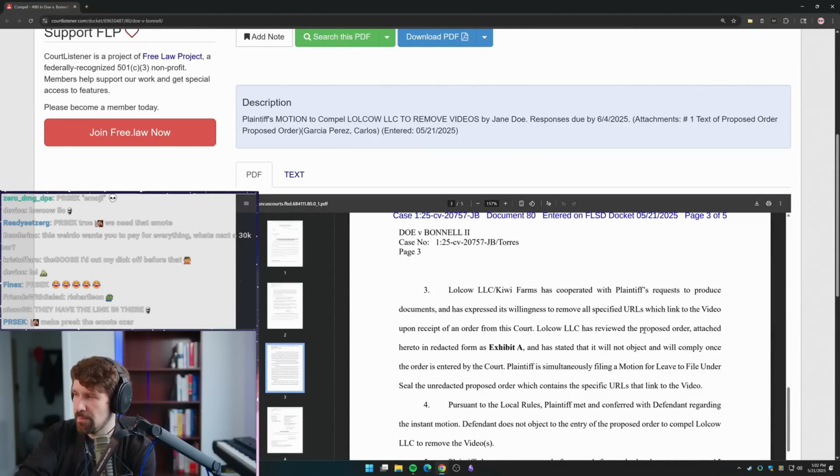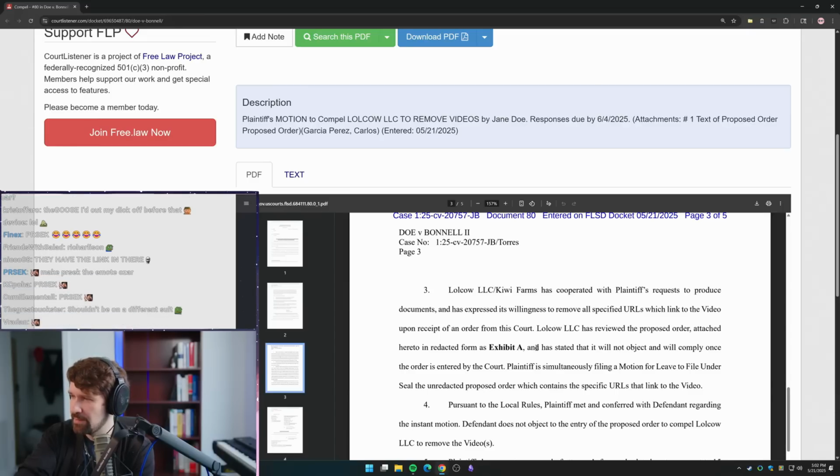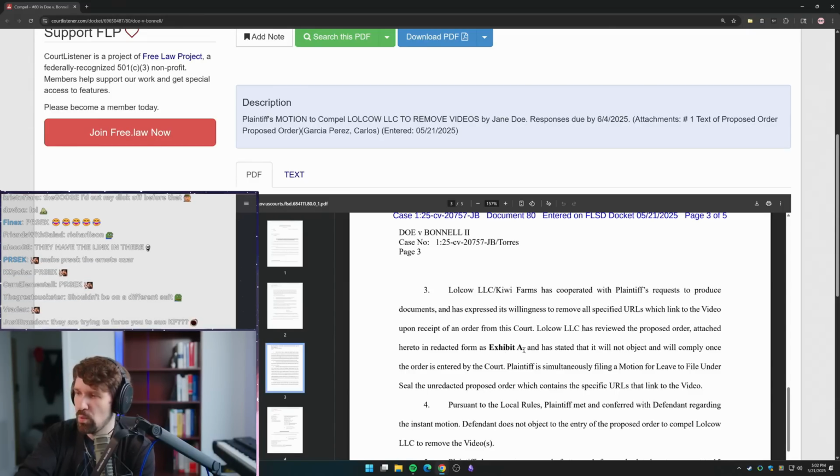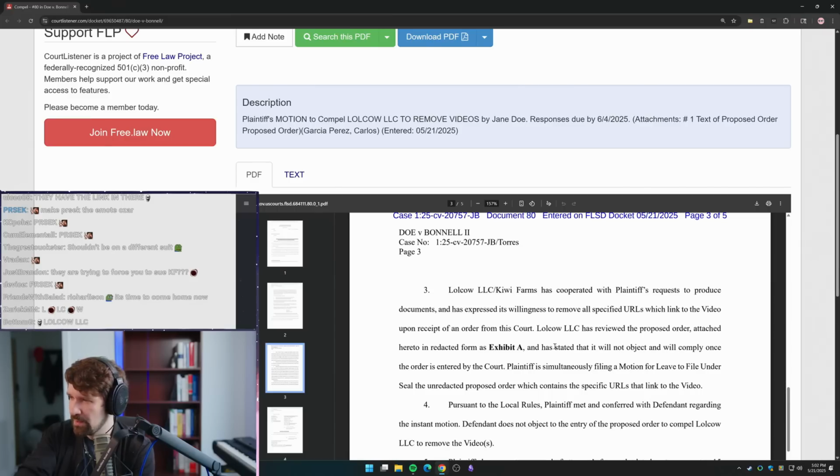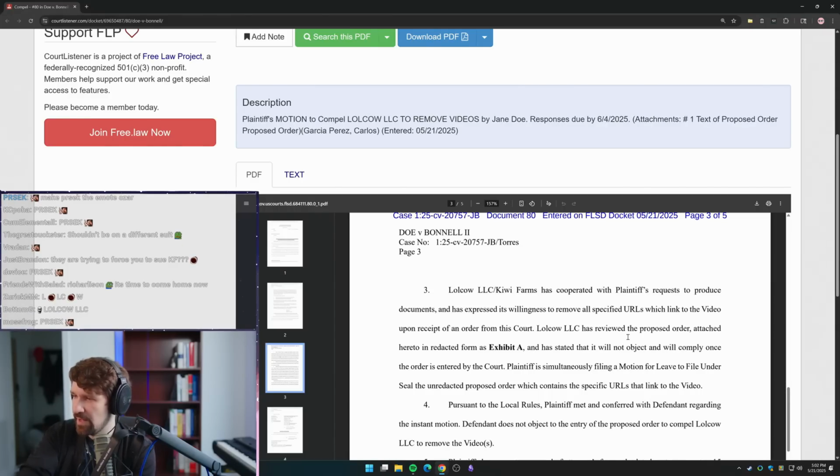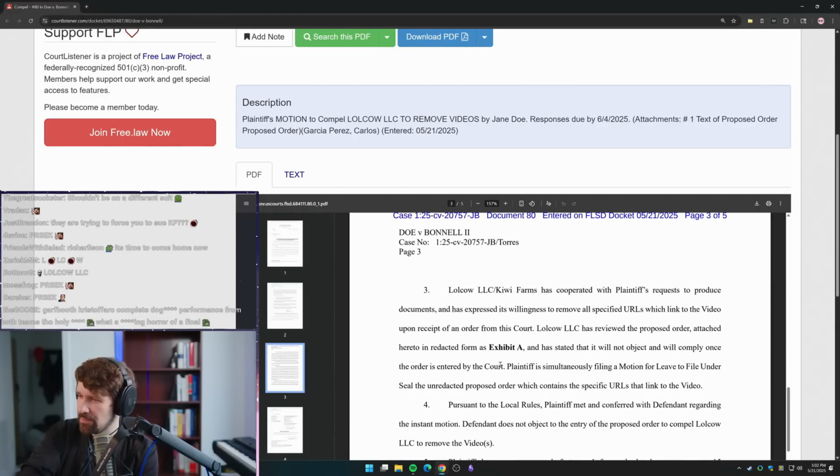Lolcow LLC has reviewed the proposed order attached hereto in redacted form as Exhibit A and has stated that it will not object and will comply once the order is entered by the court. Plaintiff is simultaneously filing a motion for leave to file under seal the unredacted proposed order.